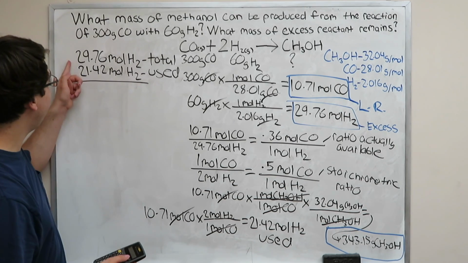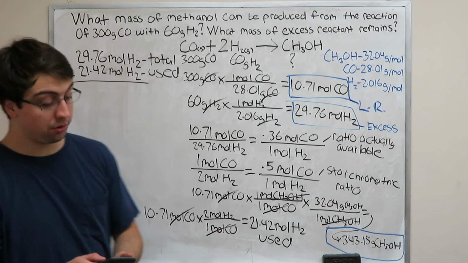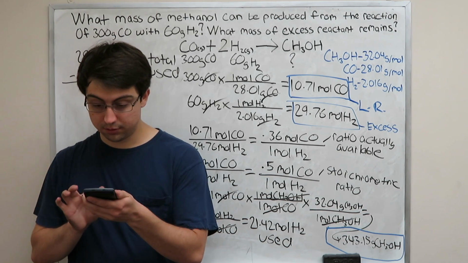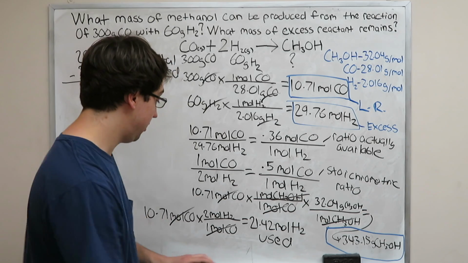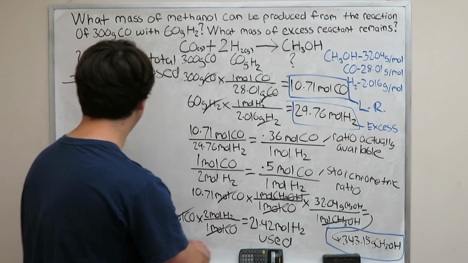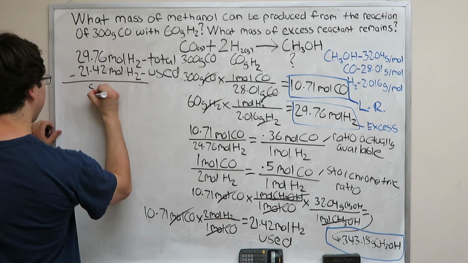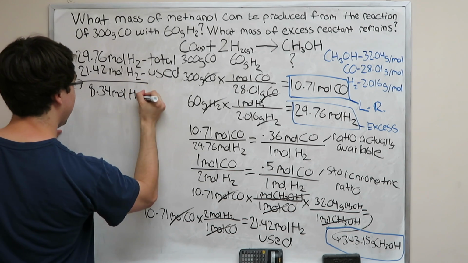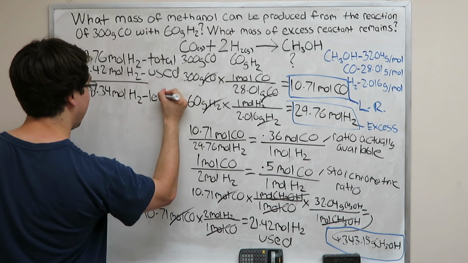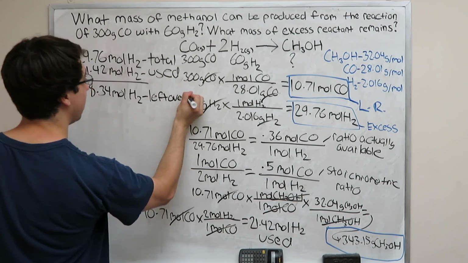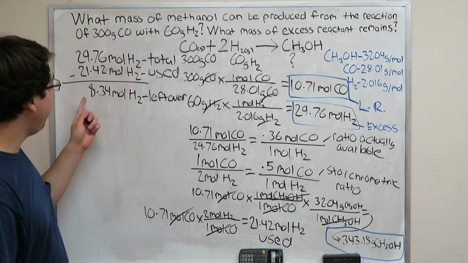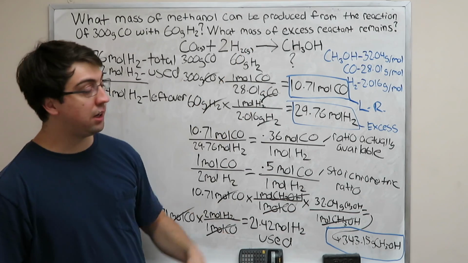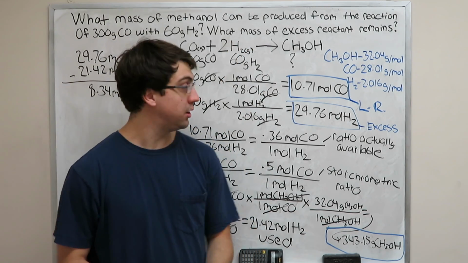And now I'm going to take the 29.76 and subtract it by 21.42. I got 8.34. Here we can see that we have 8.34 moles of hydrogen gas left over, but the problem is asking for what mass, so we need to convert the moles of hydrogen to grams of hydrogen.